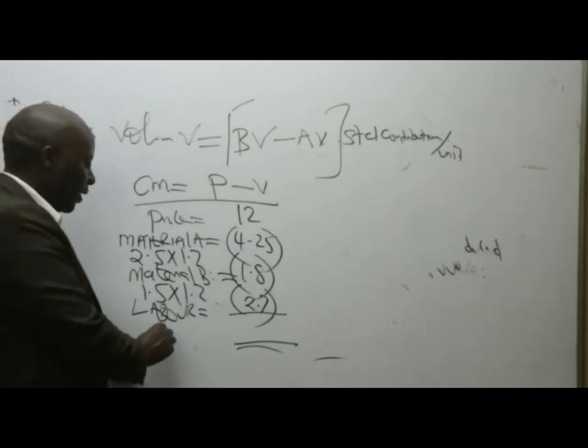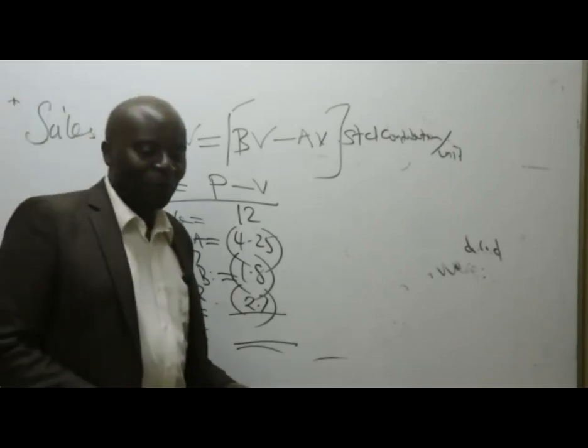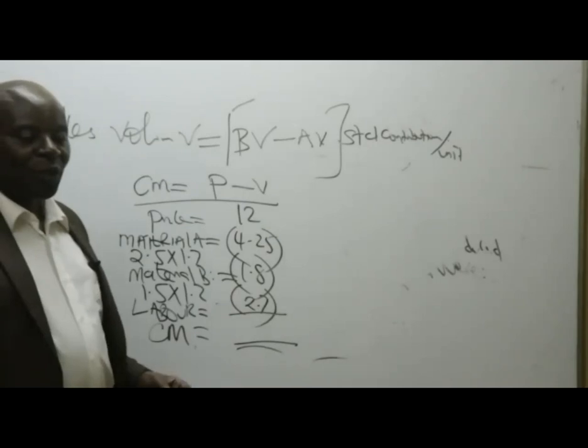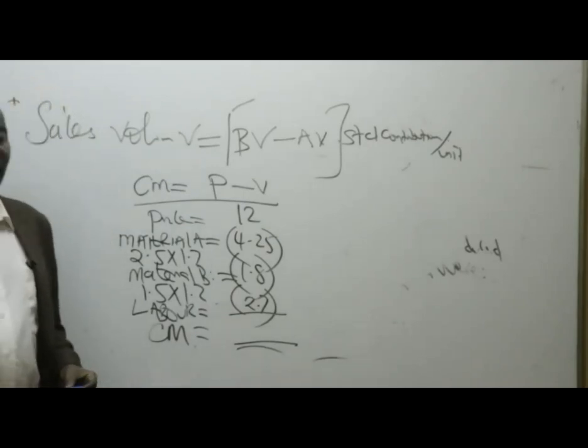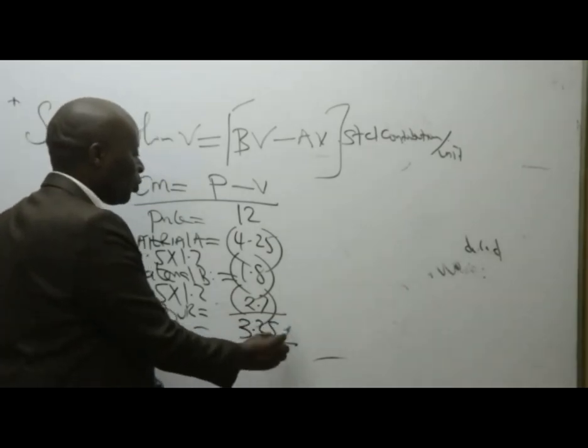So the difference here is called contribution margin. What is the contribution margin? Contribution margin is 3.25. Thank you very much. 3.25 like that.